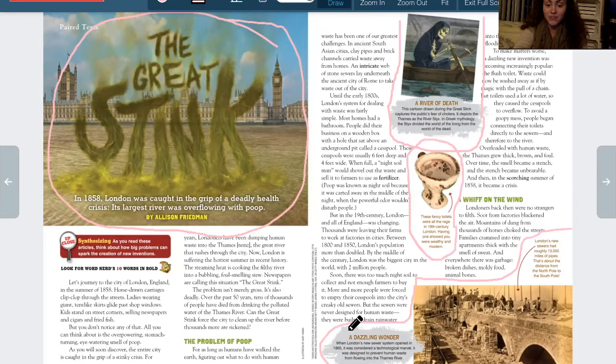It was designed to prevent human waste from flowing into the Thames River. Oh, so see, now that gives me more information about what this picture up here meant when it described it as a division between the living and the dead. So now I know that human waste was actually flowing into the Thames River.